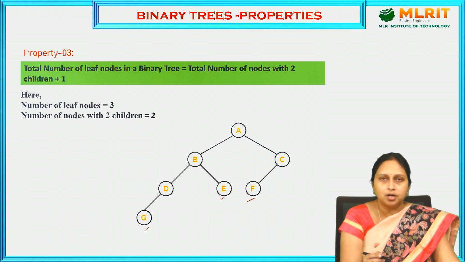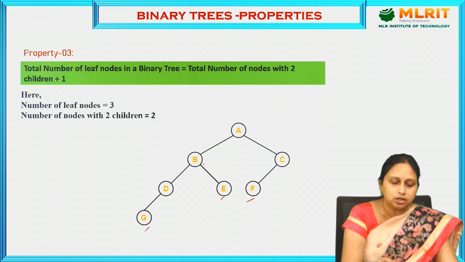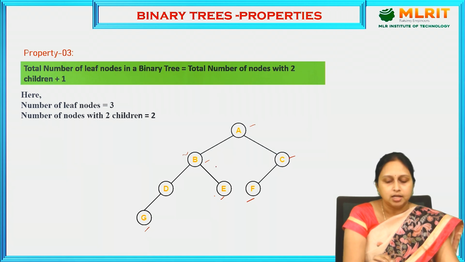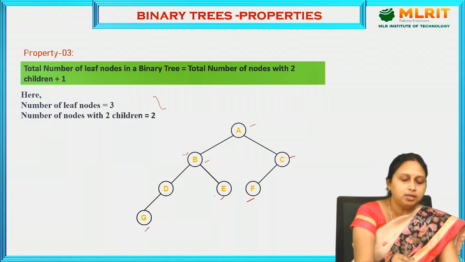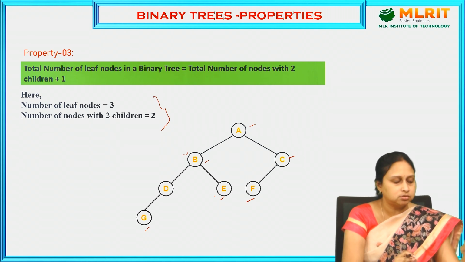This is equal to the total number of nodes with 2 children plus 1. Observe which nodes have 2 children: A is having 2 children and B is having 2 children. That is 2, and we add 1 to it, so both will be equal. The number of leaf nodes equals the total number of nodes with 2 children plus 1. This is the property it is telling you about.